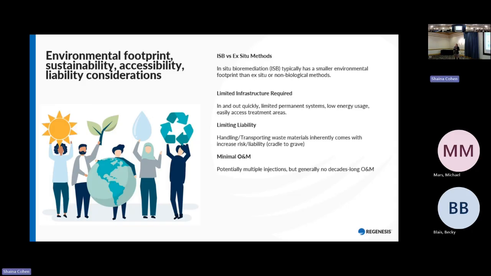Then on top of that, generally speaking, again, these in situ methods, even if in some scenarios you have to do multiple rounds of application, the actual operation and maintenance that's required is pretty minimal. Really, it's just going to be monitoring what kind of concentrations you're seeing over time and maybe geochemical shifts and things of that nature. But in all likelihood, not having to do big cleanouts and carbon exchanges and things of that nature.